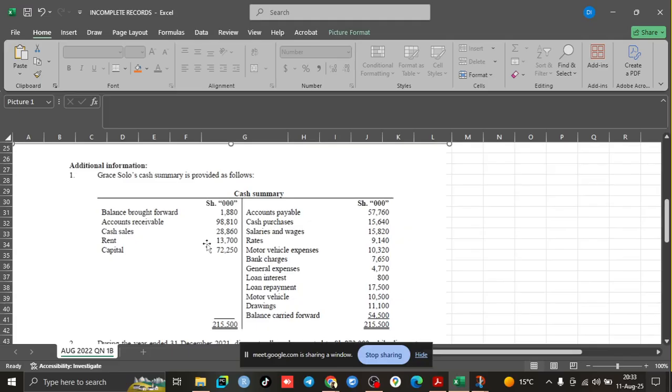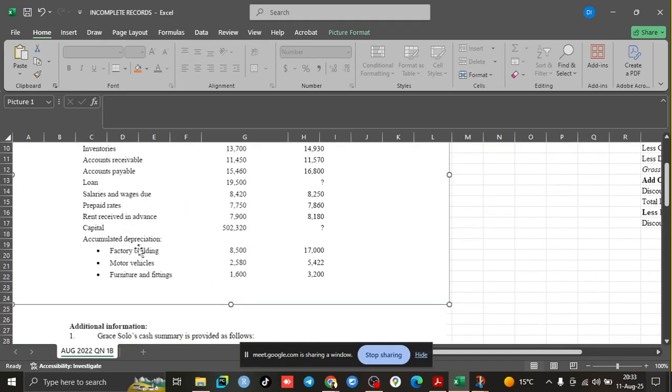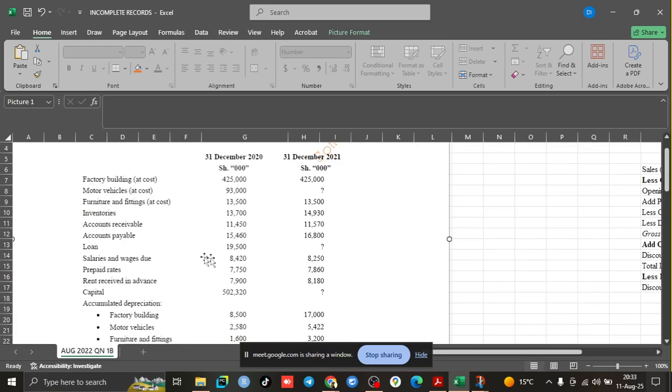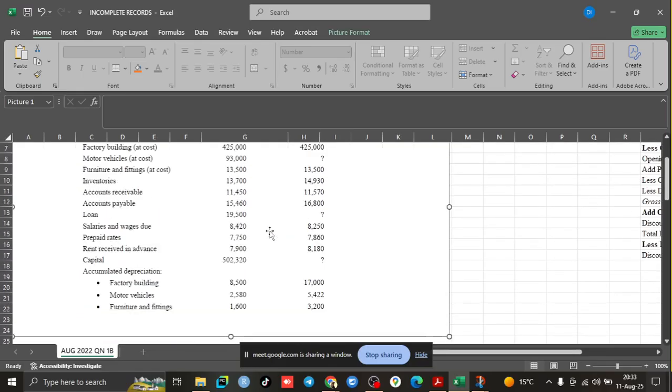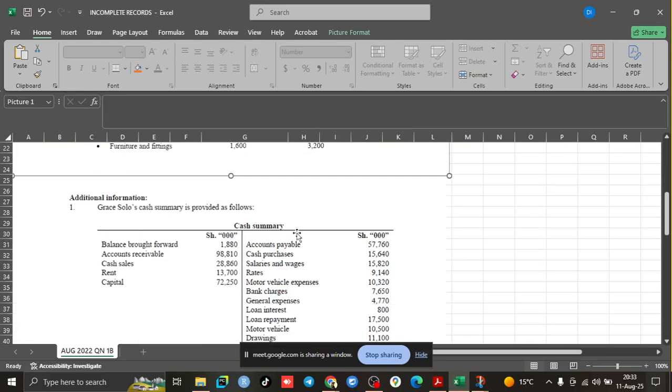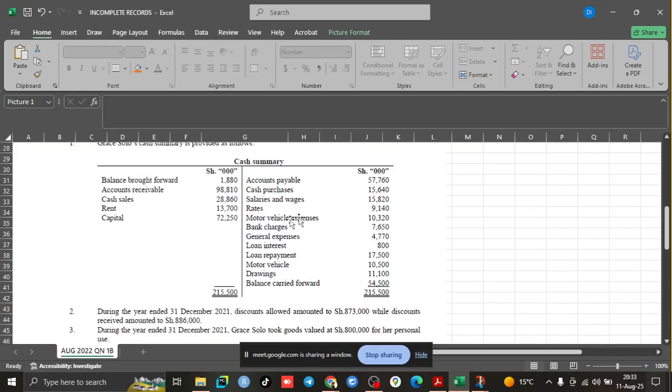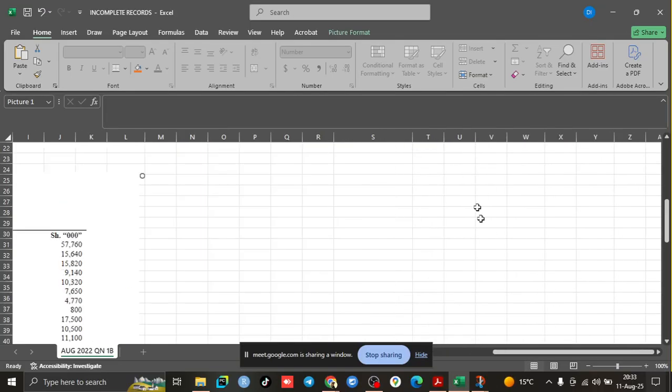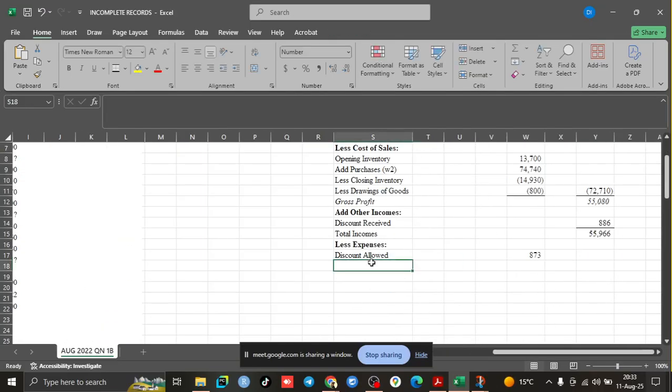Then we have rent huku. So rent, tuta have ku create an account for it. So anything yenye unaona kuna prepaid, kuna accrued, lazima tuta create an account. For instance, salaries and wages due, kuna an opening na closing balance, itatengenezewa an account. Prepaid rates, itatengenezewa an account as well. Rent received in advance, itatengenezewa an account as well. But things hazitengenezewa accounts ni kama motor vehicle expenses, that's a direct expense ya 10,320. Tunajaribu ku capture as many things before uende kwa workings.